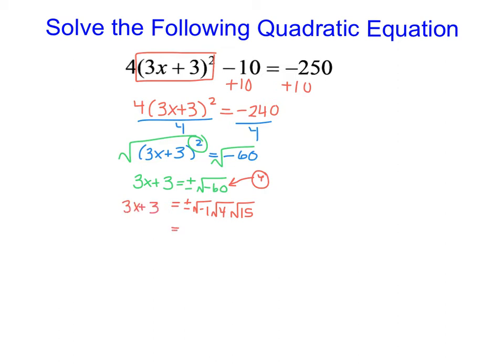So then from here, this becomes plus or minus, square root of negative 1 becomes i, the square root of 4 becomes 2, and then I have the square root of 15. So if I simplify this just one more time, I'm going to get plus or minus 2i times the square root of 15. So while that is a little bit complicated, we are able to simplify it.